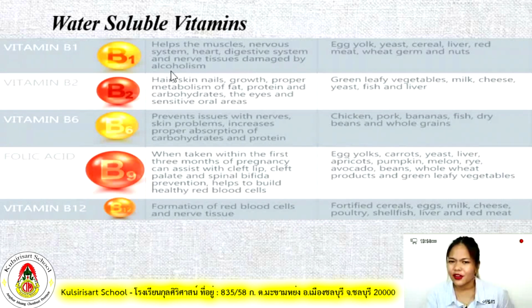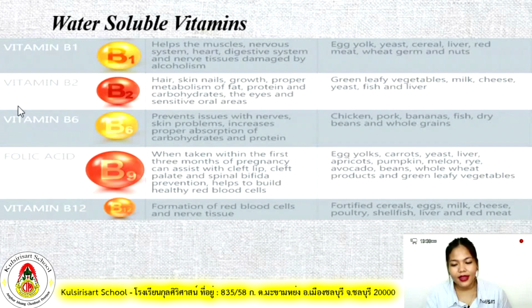Okay, so if your father or your uncle drinks a lot of alcohol and you feel like their nerve tissues are already damaged by alcohol, they should take in vitamin B1. Vitamin B1 is present in foods like egg yolk, yeast, cereal, liver, red meat, wheat germ, and nuts.